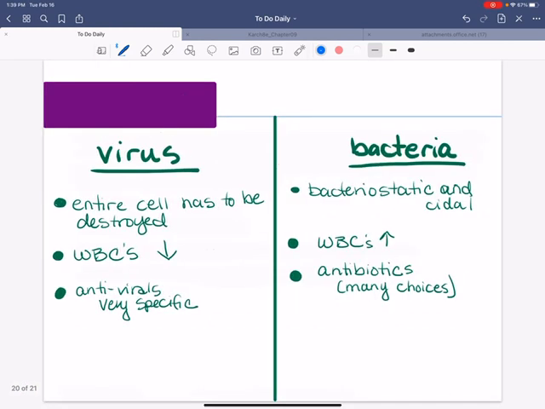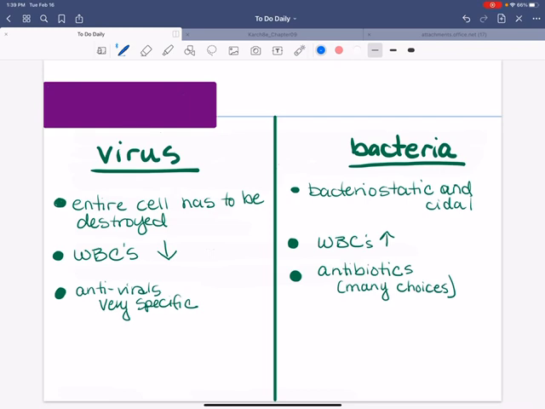Now, here are the differences between viruses and bacteria. In viruses, the entire cell has to be destroyed, versus bacteria, it works a little bit different. It's either static or cidal. It doesn't necessarily have to kill the entire cell. But in viruses, it does.